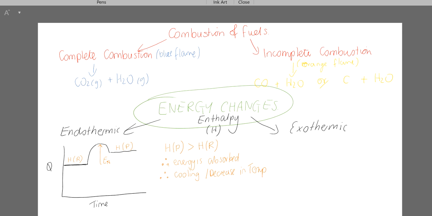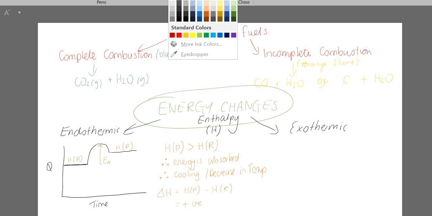Okay, if we're looking therefore at the delta H value, our change in energy, it will always be the energy of our products minus the energy of our reactants, and therefore our value will always be a positive value for an endothermic reaction.